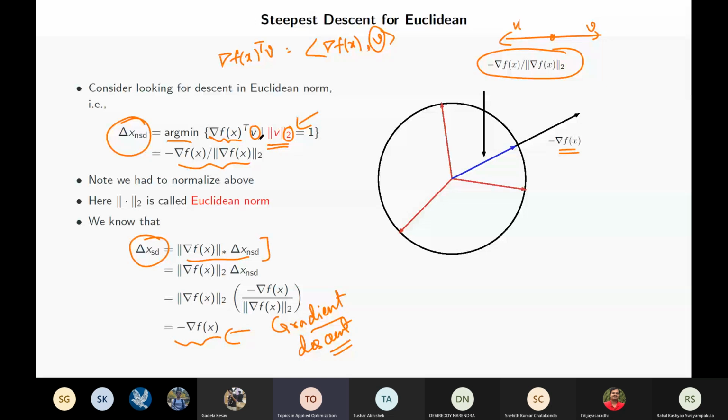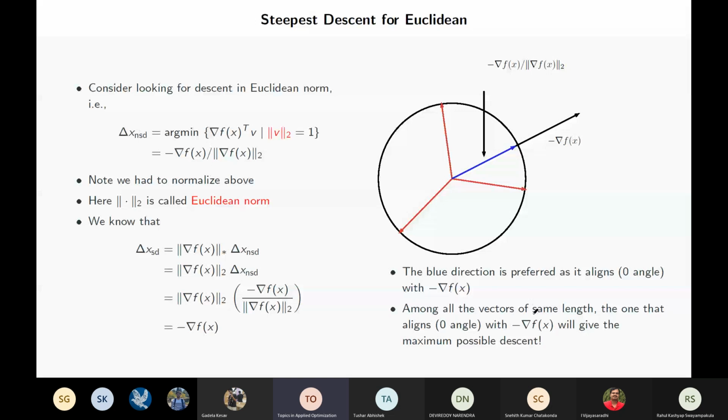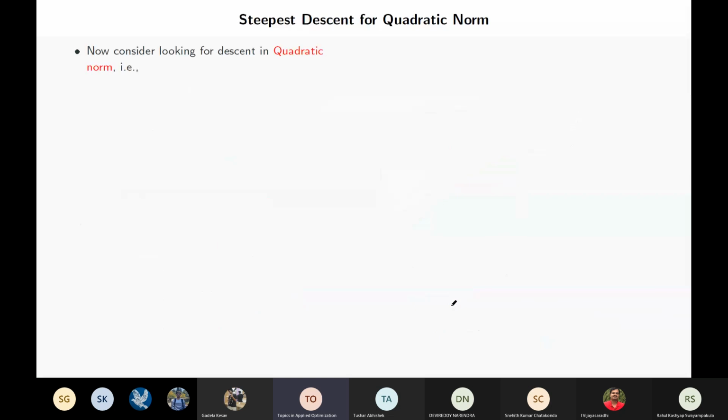So that's gradient descent, and the blue direction is preferred as it aligns with the gradient. Among all the vectors of the same length, the one that aligns with it will give the maximum possible distance. So that's what I said in words before.